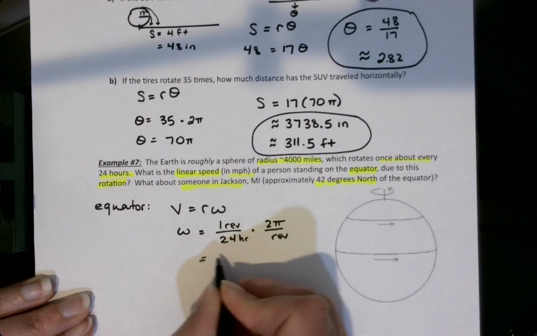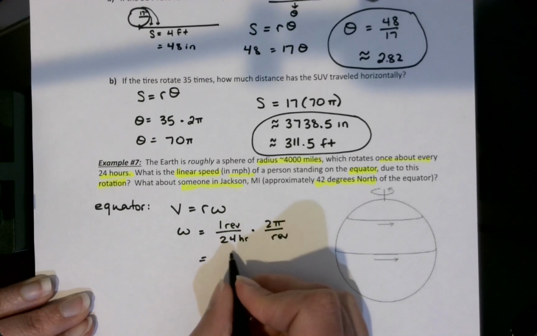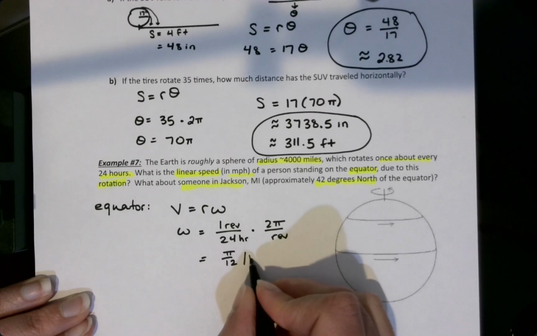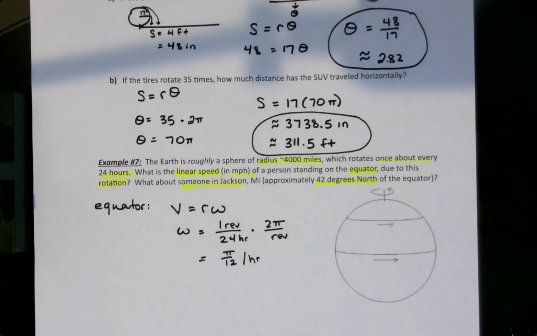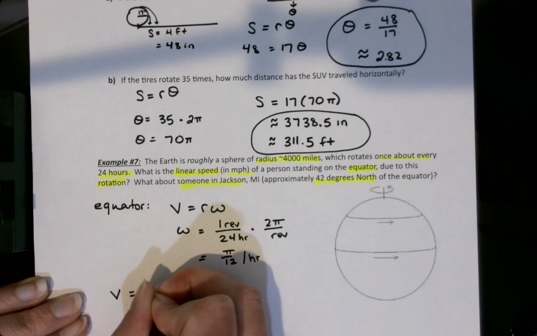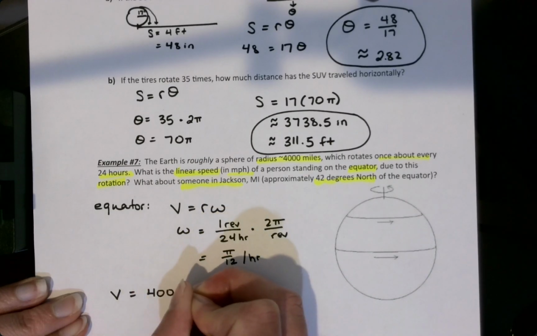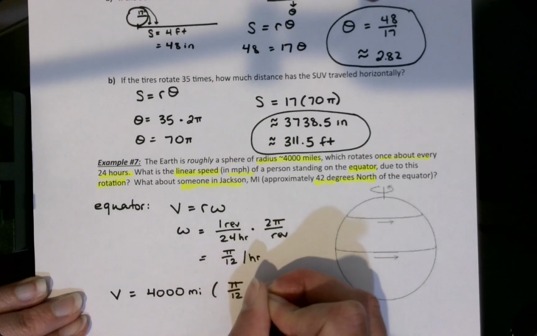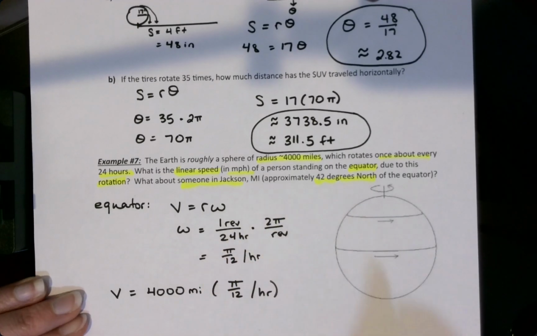So omega is going to be, if I reduce the 2 and the 24, pi over 12 per hour, or 2 pi over 24 radians per hour comes down to pi 12ths if you reduce that fraction, radians per hour. So at the equator, the velocity is going to be about 4,000 miles times pi 12ths radians per hour.